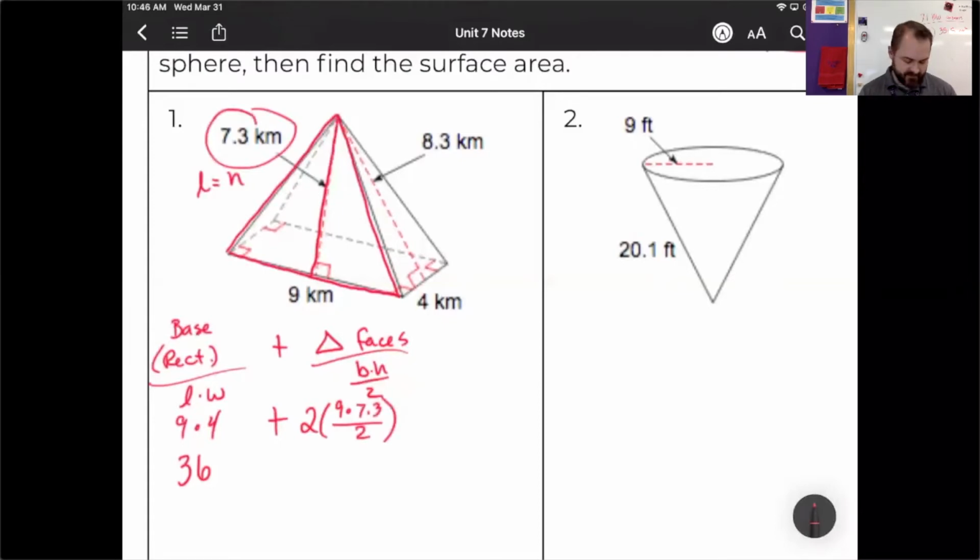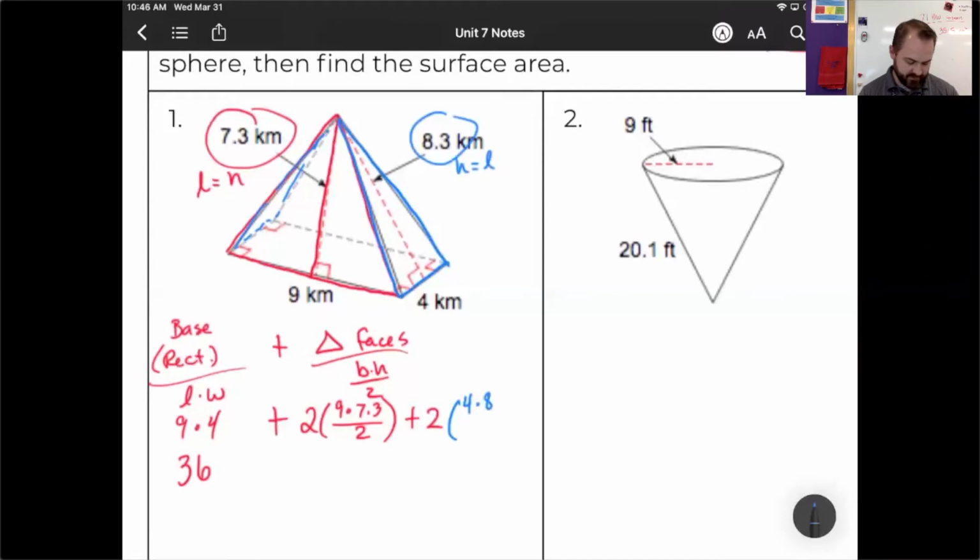But I also have these other 2 triangles on the left and right. This skinnier triangle on the right, again, there's one matching it over here on the left, has a base of 4 times a height of 8.3, or the slant height of 8.3.